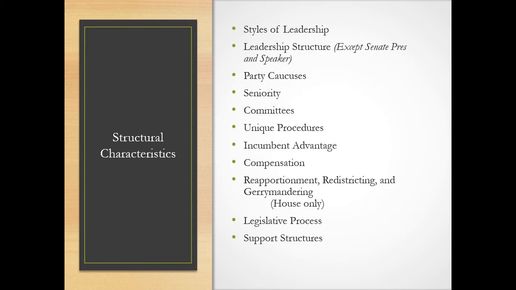The leadership structure, with the exception of the President of the Senate and the Speaker of the House, which you know are institutional. We're going to look at party caucuses. We're going to look at seniority, committees, unique procedures to the House and to the Senate. We're going to look at incumbent advantage, compensation, reapportionment, redistricting, and gerrymandering in the House specifically. And we're going to look at the legislative process, and time permitting, we'll look at support structures. So we look at styles of leadership.